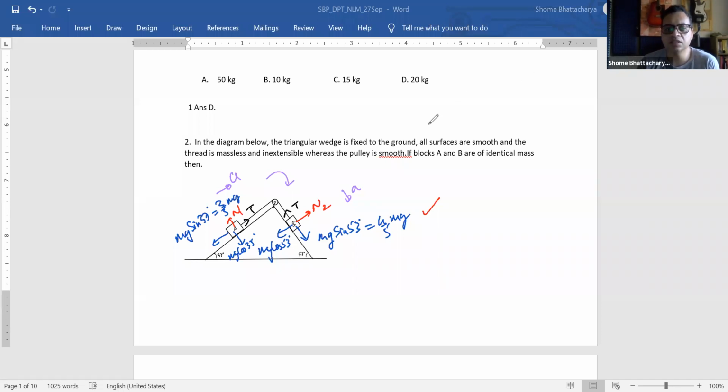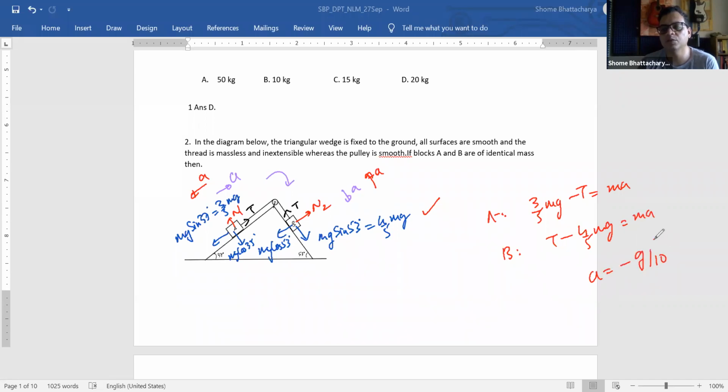Okay, but see, even if I assume the direction is wrong, let's try this question that way. My answer will tell me that it is wrong if I assume the direction is like this and I solve the problem. So for block A, I'll write the equation 3 by 5 mg minus T is equal to ma, and for block B, I'll write the equation T minus 4 by 5 mg is equal to ma. So I'll get a as a negative quantity. I'll get a as minus g by 10 here. So the moment I get it, I know that the direction is opposite to my assumption. That means A is actually going up the inclined plane and B is coming down the inclined plane. This should be the correct direction.